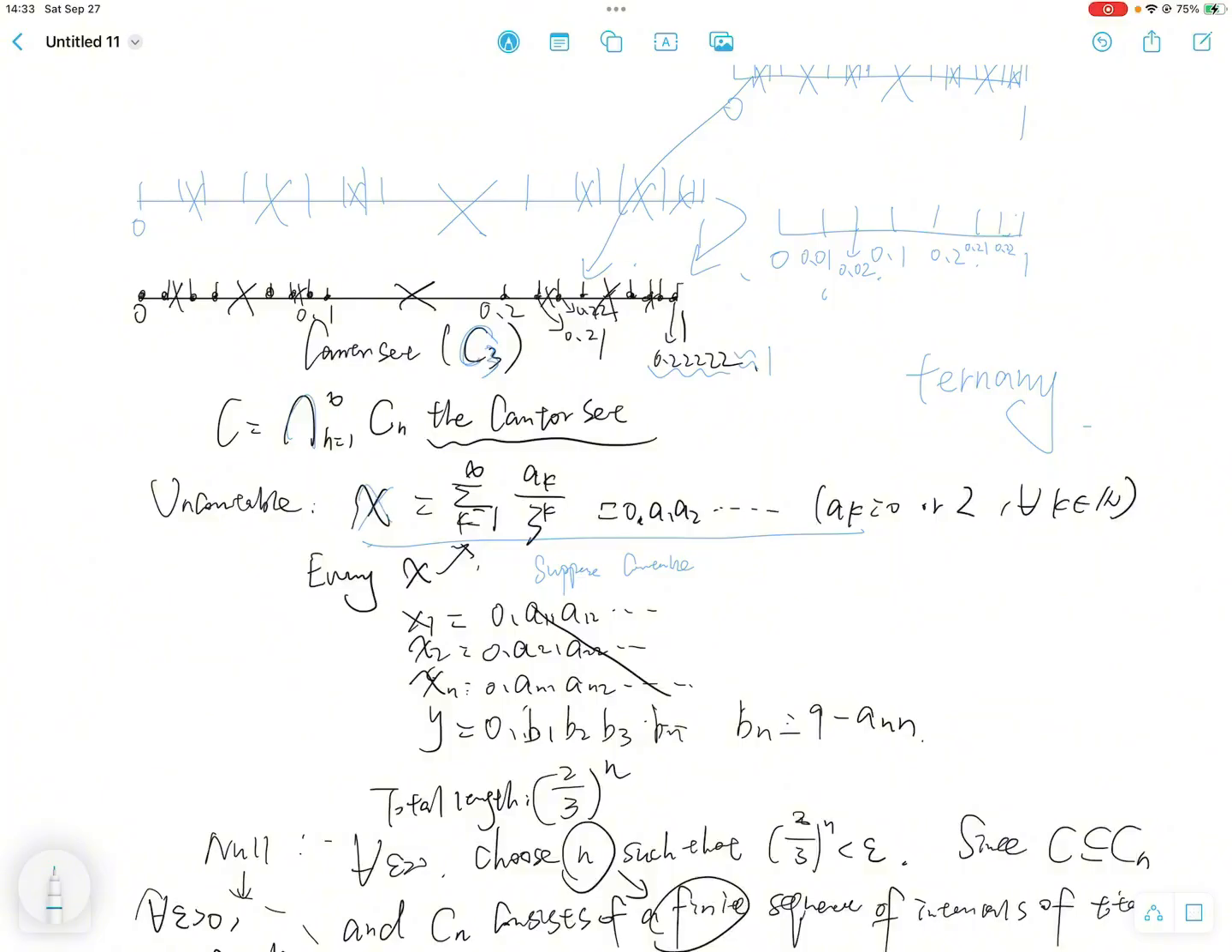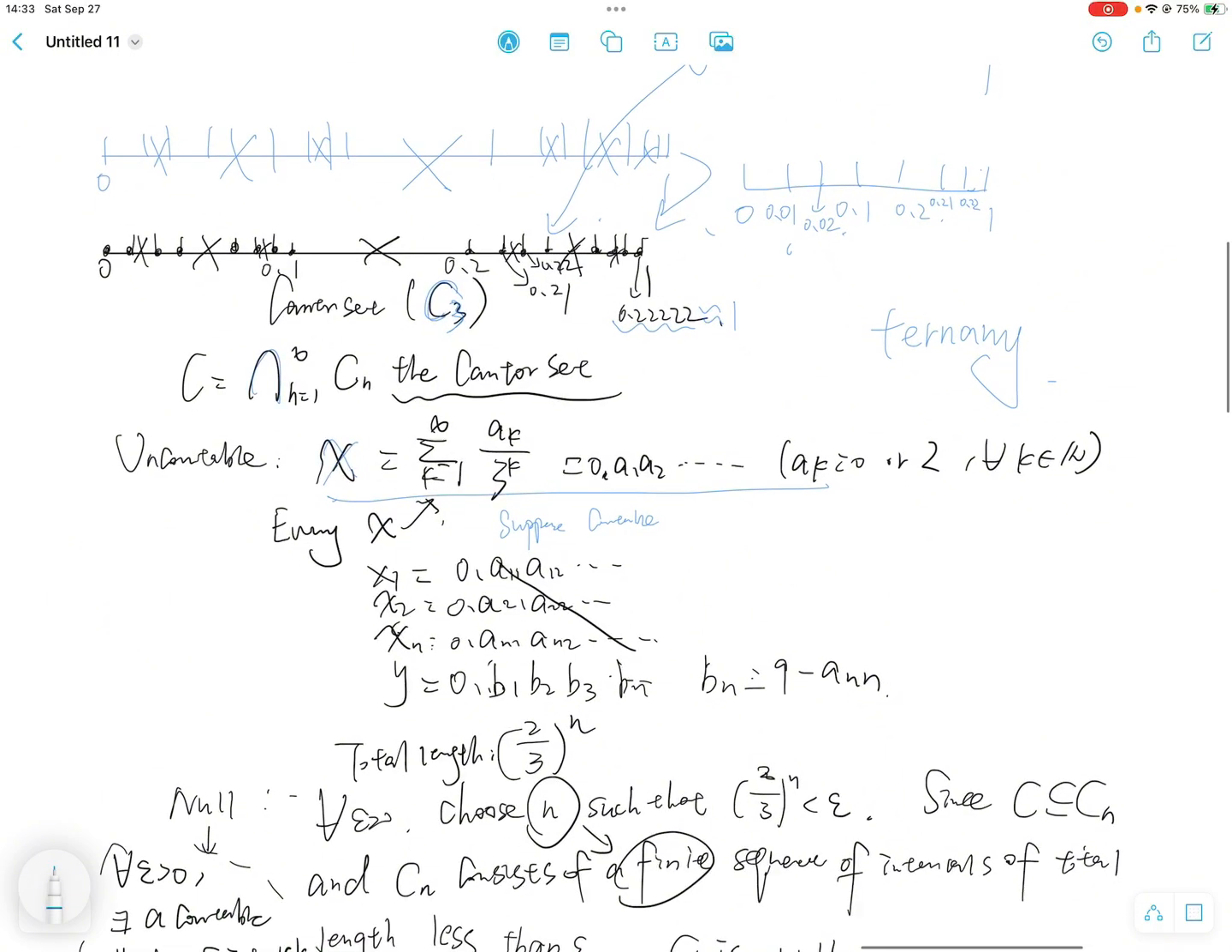Now, first, it is uncountable because each x in this set can be expressed in a ternary way. Ternary means the base is 3. If I do this, this is 0.01, this is 0.02, and this is 0.21, 0.22, and I could also say 0.22222... equals 1. Oh no, just approximately equals 1.